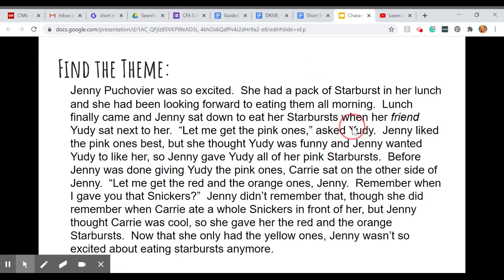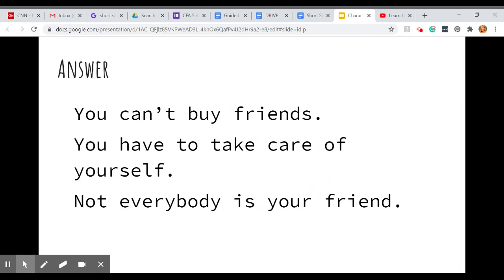Okay, hopefully you had a chance to read that. If not, just pause it. Okay, so looking at that, some of the possible themes could be you can't buy friends, you have to take care of yourself, not everybody is your friend. Okay, we could back that up by saying, like, you have to take care of yourself. She was super excited about the Starburst, but then the other girls basically took all the good flavored Starburst, and then she wasn't very excited about him anymore. Or not everybody is your friend. Obviously, those girls were just using her.